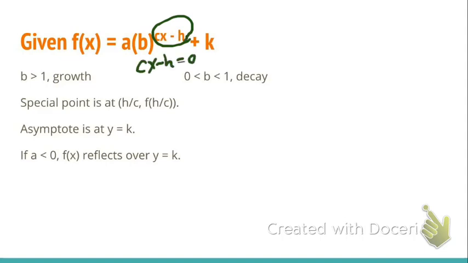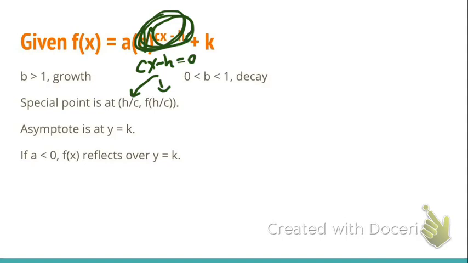So if you set cx minus h equal to 0, you get h over c for the x-coordinate, and then plug that in, and you find the y-coordinate. And it's very easy to find because it's going to make this whole part right here equal to 1. So it's just going to be a plus k. That's what f of h over c is.